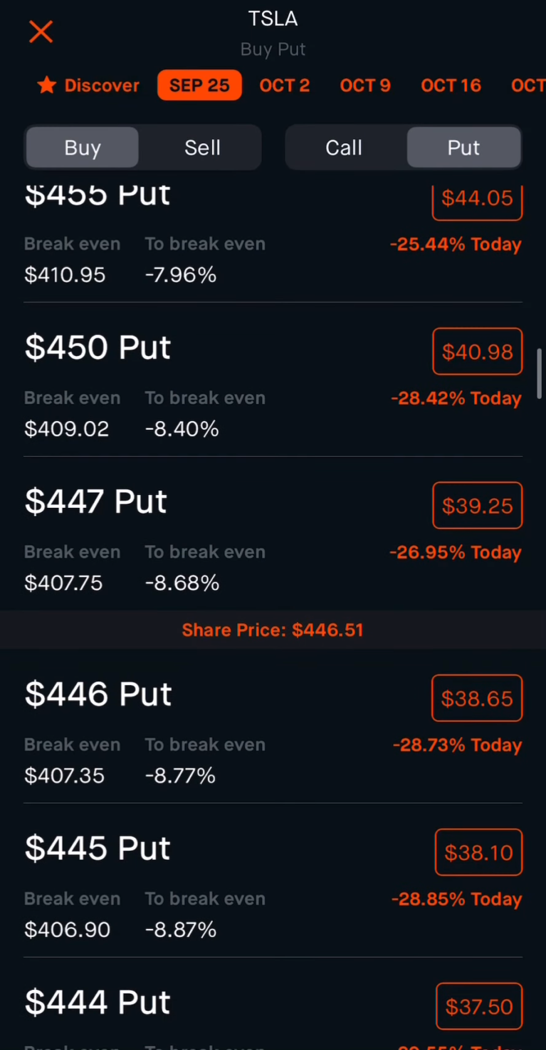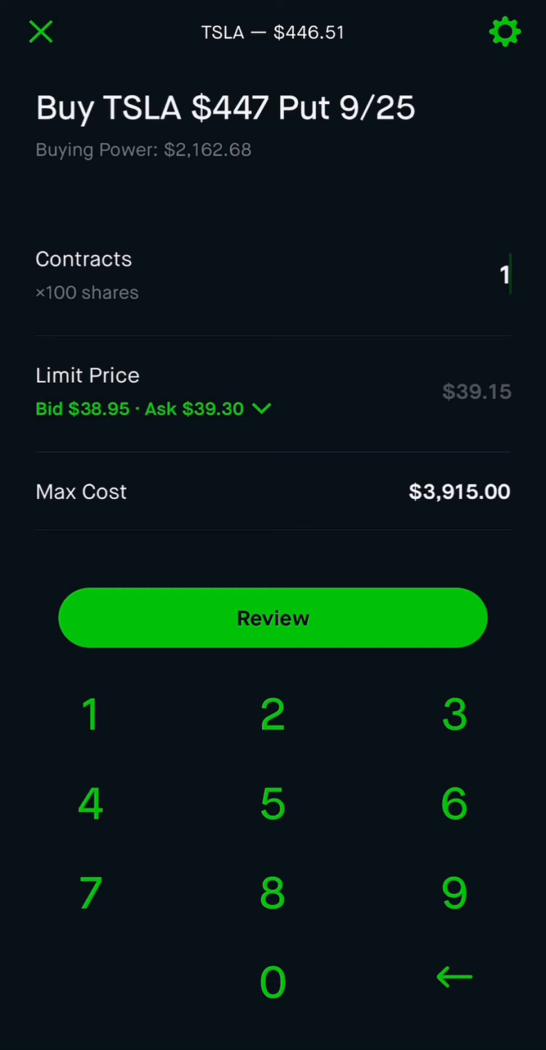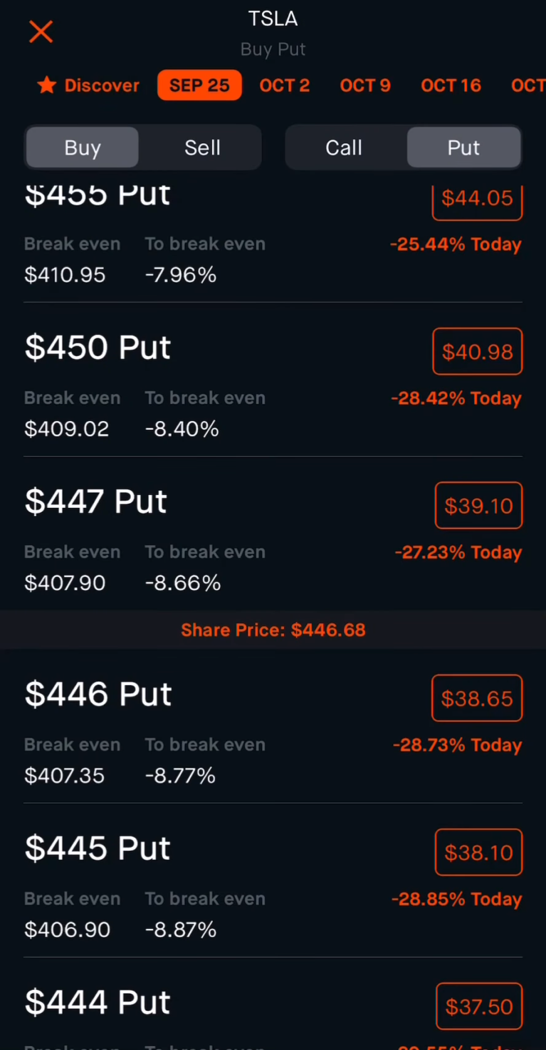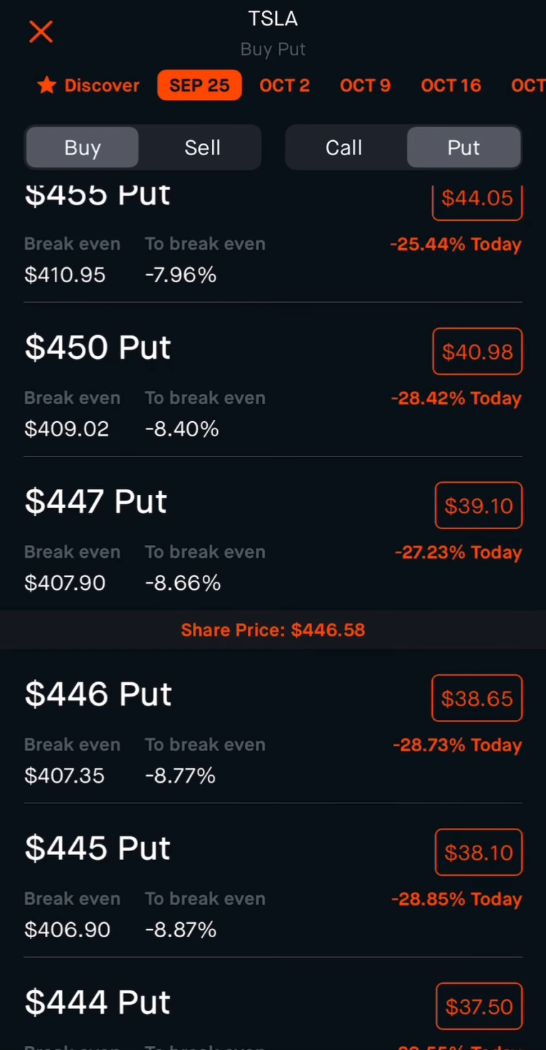Even at the very minimum, the $39 one, you click it, one is almost $4,000 already, just when you're trying to trade an option. So on the right over here is what you'll actually see, the price you're going to be paying. And remember, per share. And remember, you have to buy 100 of these shares when doing options.